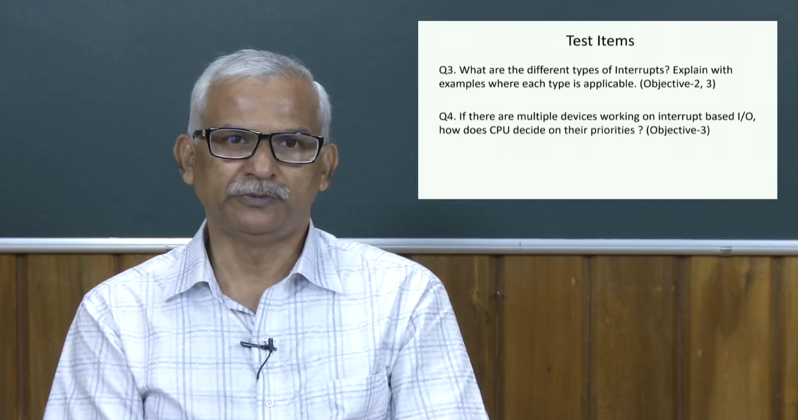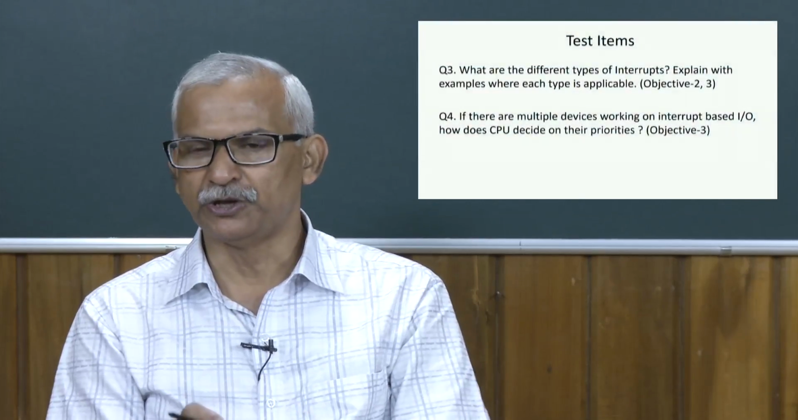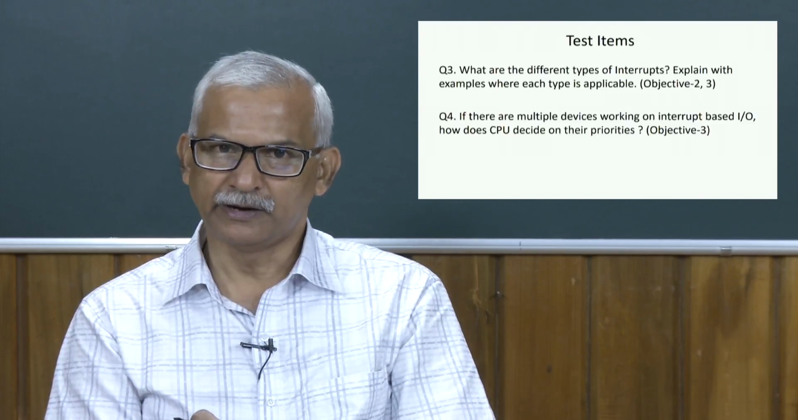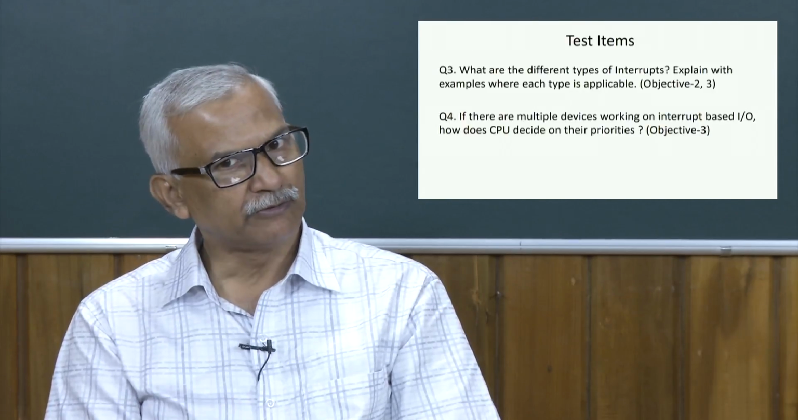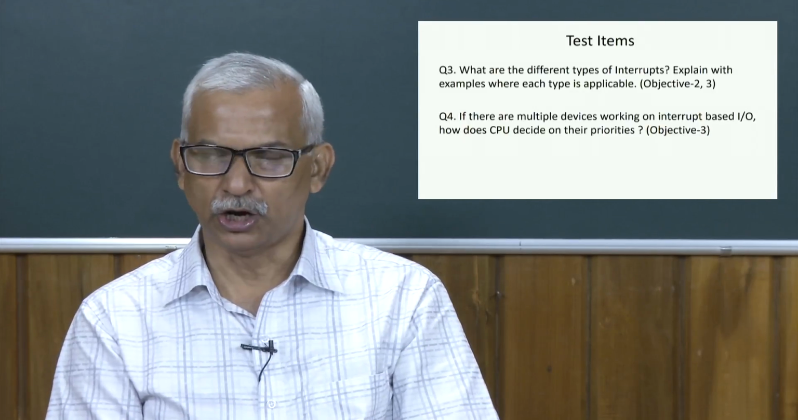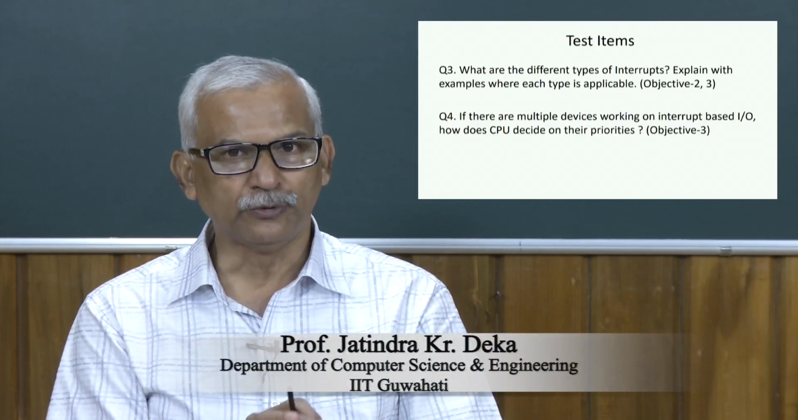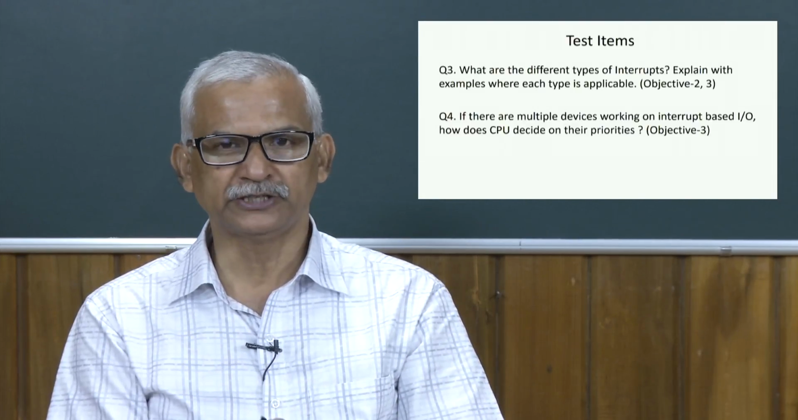Question 4: if there are multiple devices working on interrupt based IO, how does the CPU decide on their priorities? In the 8086 family, priority is given through the interrupt controller. On the other hand, if it is a daisy chain method, then while connecting the devices, we have to resolve it. If we are using a software poll, then while writing the software poll routine, we have to resolve it. These are the issues we have with handling priorities, and you have to do it appropriately.